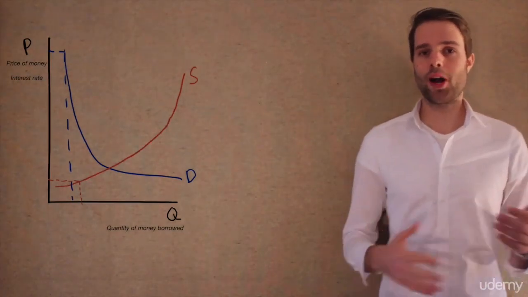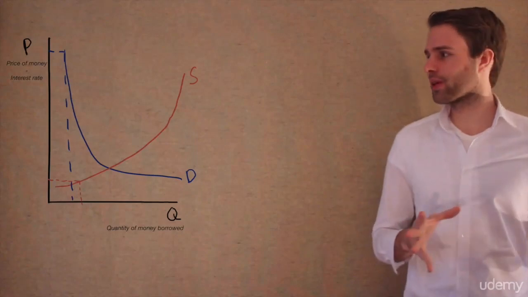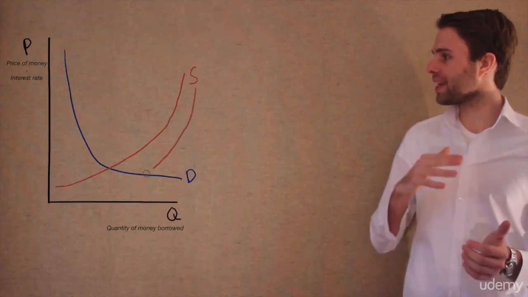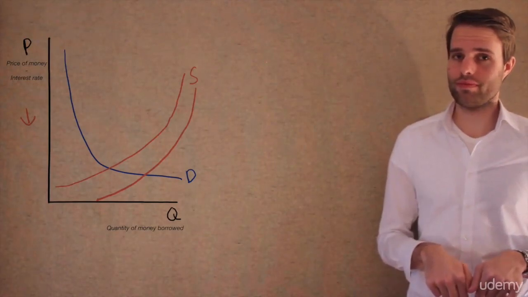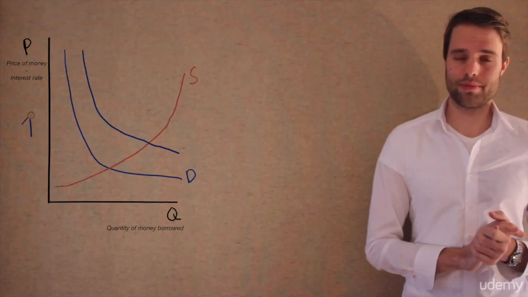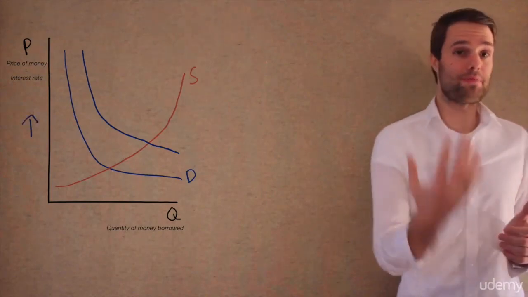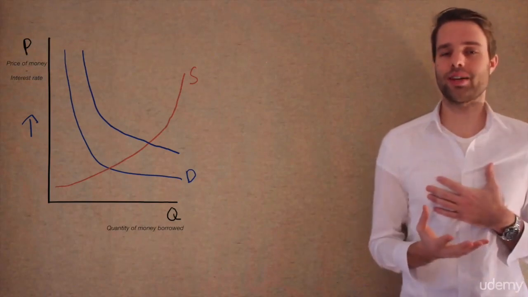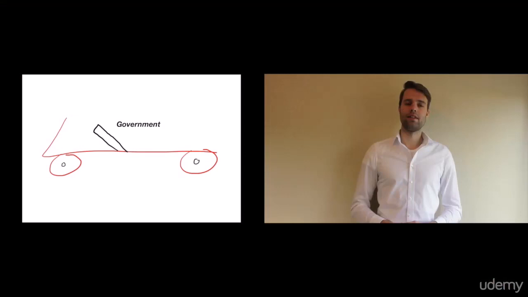And again, the market for borrowing and lending money is exactly the same as any other good. So when the supply increases, the interest rate goes down. When the demand increases, the interest rate goes up. And this is the system the government uses to control whether we spend our money or keep it in our savings account. And to make that more clear, let me tell you a short story.